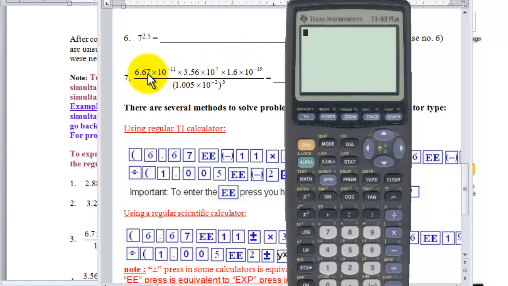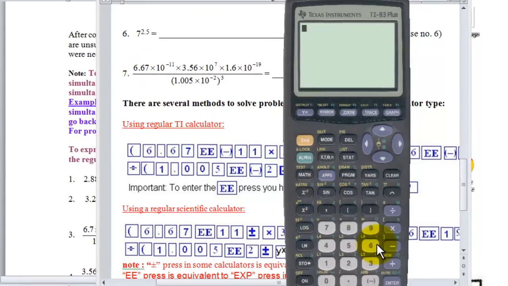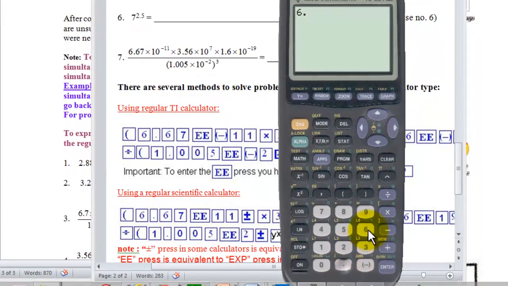Now with the last operation, you can do it in one step or two steps. Okay, if you do it in one step, we have to include parentheses here, so we'll go 6.67, so we'll do the numerator as we learned. Second E, negative 11 times 3.56 raised to the power 7 times 1.6 times 10 to the power negative 19.